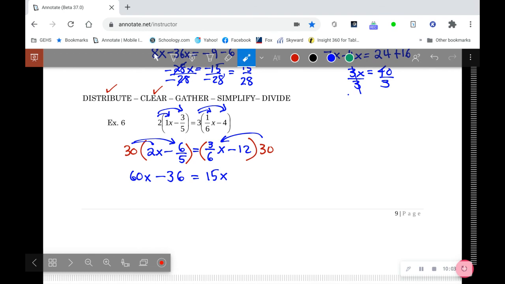You can see in this example it'd be easier to divide first. 30 divided by 6 is 5. 5 times 3 is 15. And we have one more round to go here. This is negative 360.